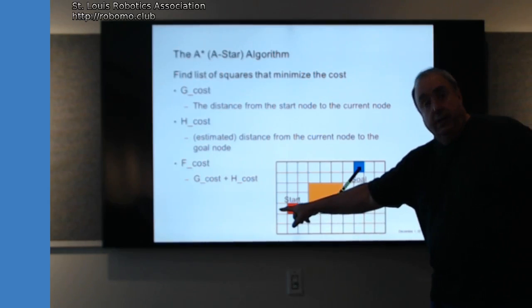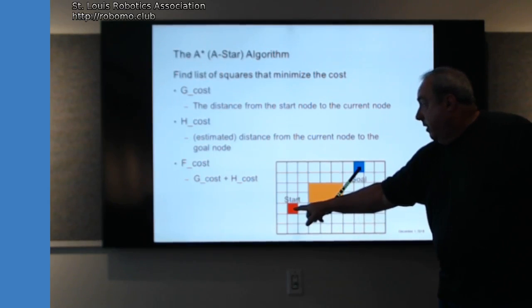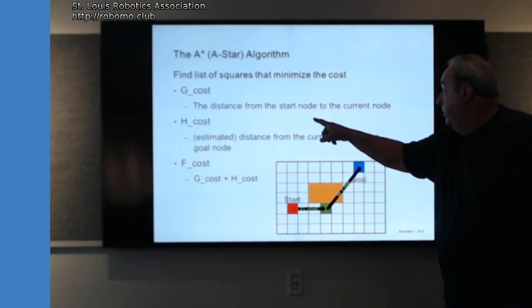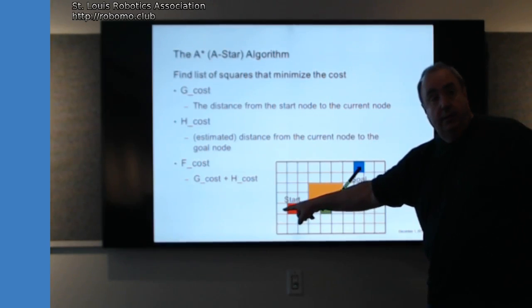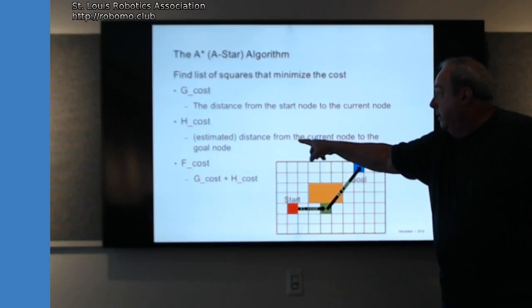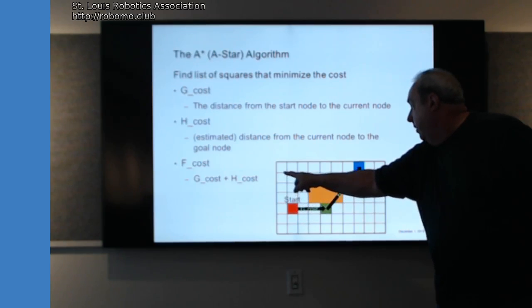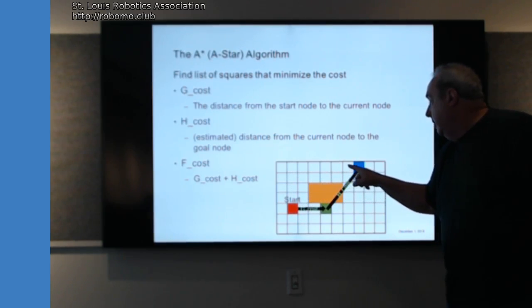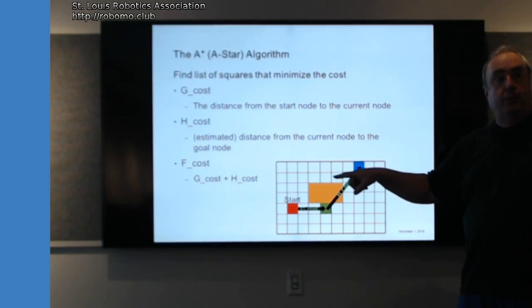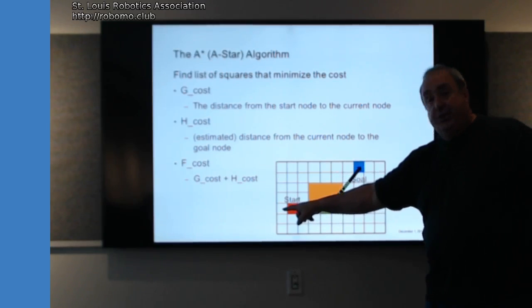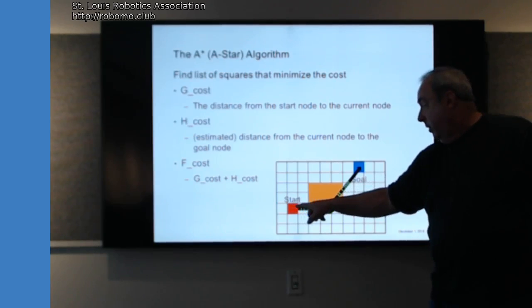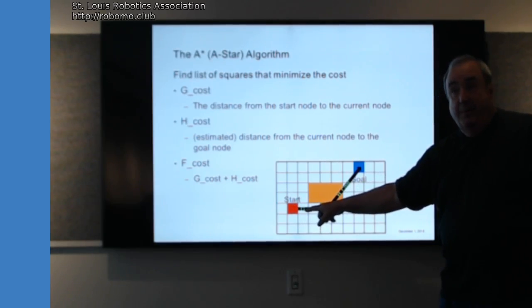If I pick this one, the distance from the start node to the current node is still 1, but now the estimated H cost is 1, 2, 3, 4, 5, 6, 7, 8, 9, 10, 11. 11 plus 1 is 12. That's shaping up to be a worse place because that's 12 and that's 9. I probably want to go that way.